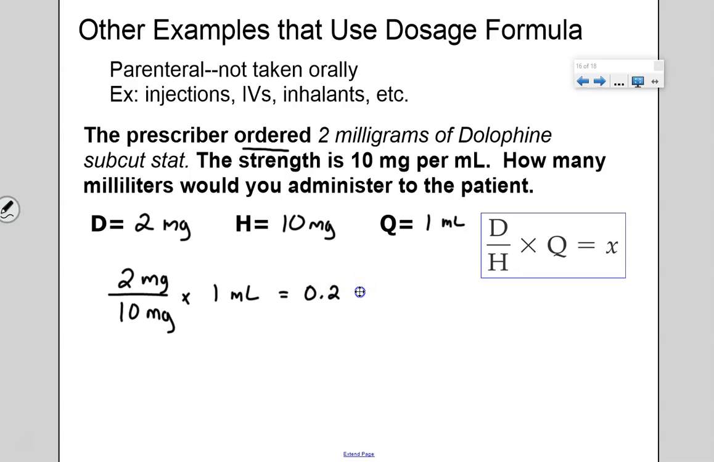Now 2 divided by 10 is 0.2, and we're going to times that by 1, and that's going to give me 0.2 milliliters. It is fine because this is milliliters. You can do milliliters in tenths. You don't round it down to the nearest whole number or up to 0.5. So just kind of remember that if it's in liquid form, you can do tenths, but if it's tablets or caplets, you have to round either to the nearest whole number or the nearest 0.5.